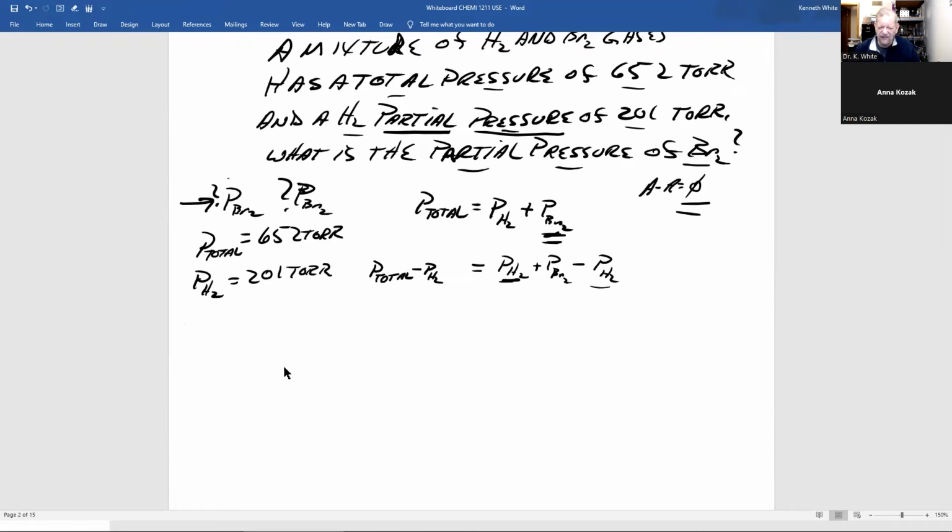Now, partial pressure hydrogen minus partial pressure hydrogen equals 0. 0 plus the partial pressure of bromine equals the partial pressure of bromine. And that's equal to P total minus the partial pressure of hydrogen. Now, you don't have to do this, but I like to rewrite this. That's just a good habit of mine. And good habits I don't change.